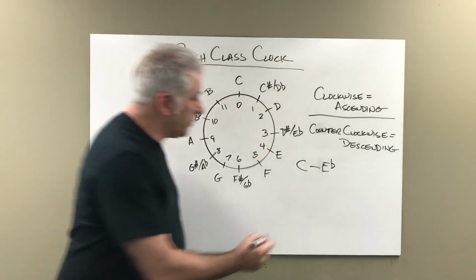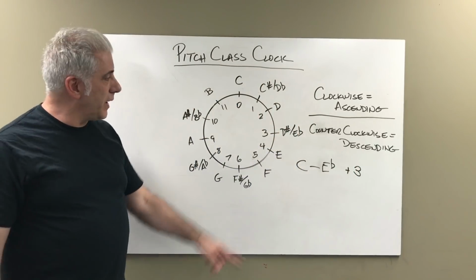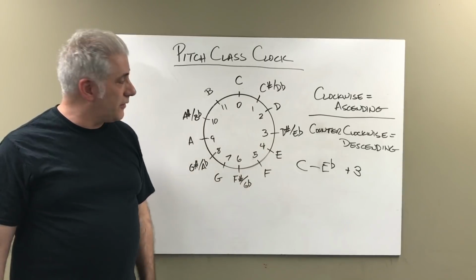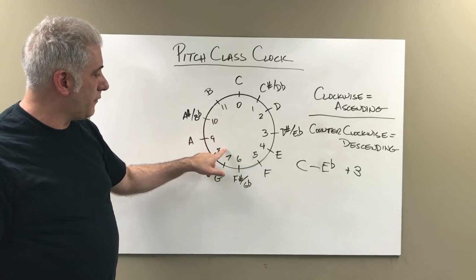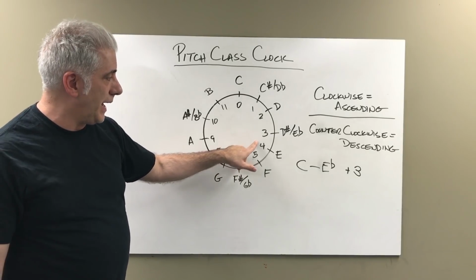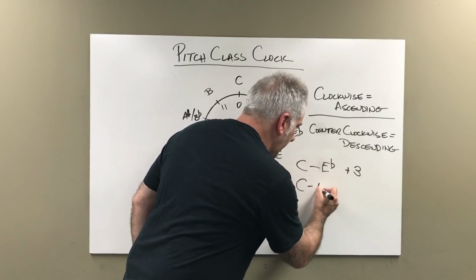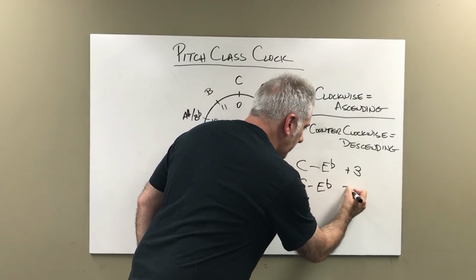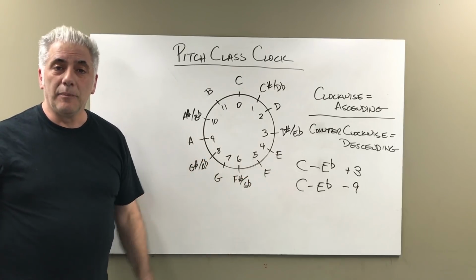Moving this direction, it would be a +3. If we're moving counterclockwise in a descending direction, it would be -1, 2, 3, 4, 5, 6, 7, 8, 9. So C to E flat would be -9. Notice that they add up to 12.